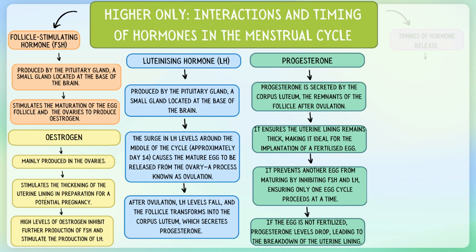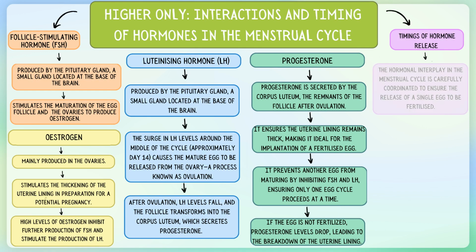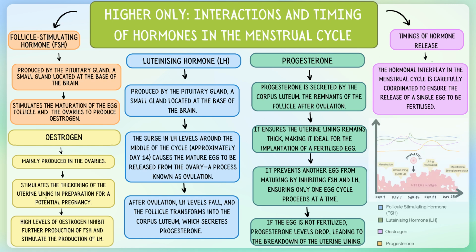We also examined the feedback mechanisms that regulate these hormone levels, ensuring the precise timing and sequence of hormonal events. Understanding these interactions is critical for comprehending the menstrual cycle, its effects on the body, and its significance in reproduction. By mastering these concepts, you now have a clearer insight into how hormonal regulation is vital for reproductive health and overall homeostasis in the body.